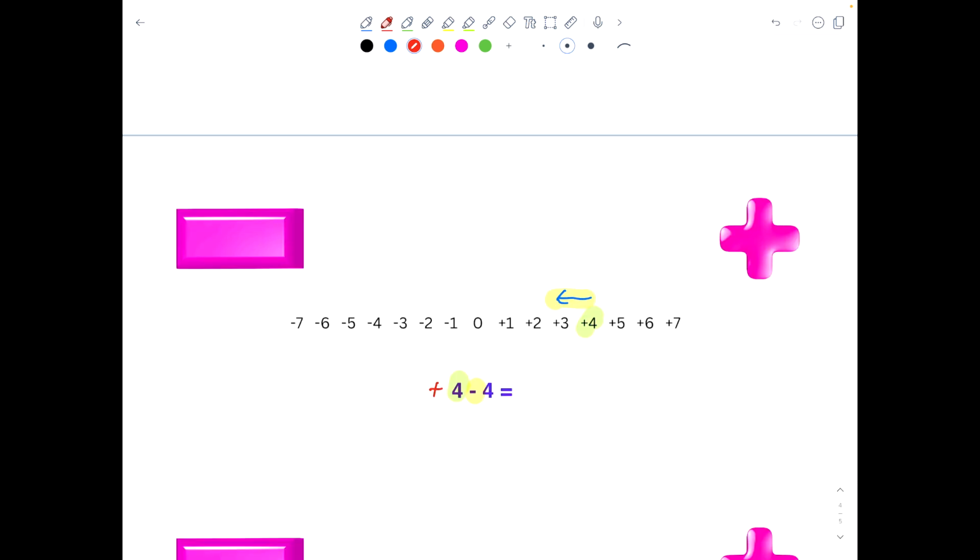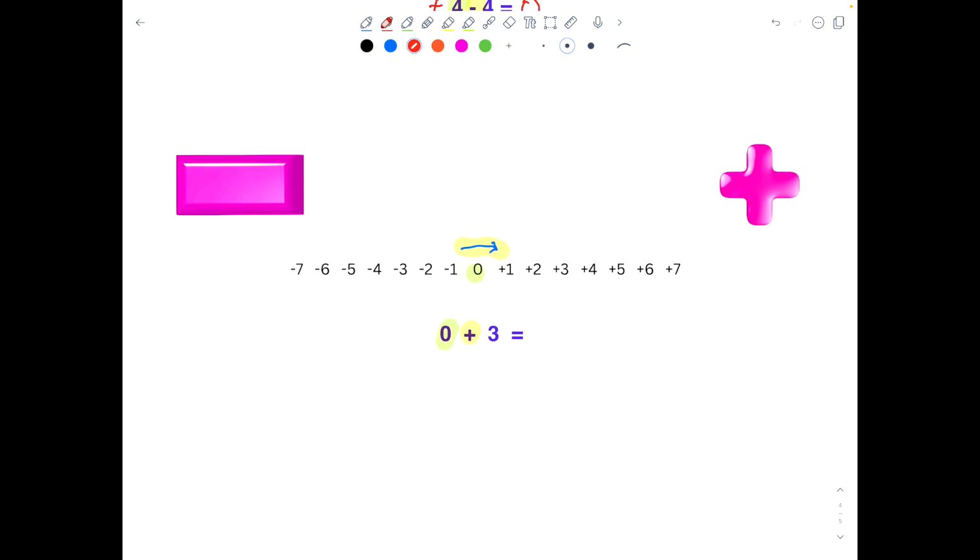And now we have 4 minus 4. Start with a plus 4. Minus means move to the left, and go 4 spaces: 1, 2, 3, 4. 0. So 4 minus 4 is 0. Now 0 plus 3. Same thing, we start with 0, we go to the right because it's a plus, and we go 3 spaces: 1, 2, 3. 0 plus 3 is 3.